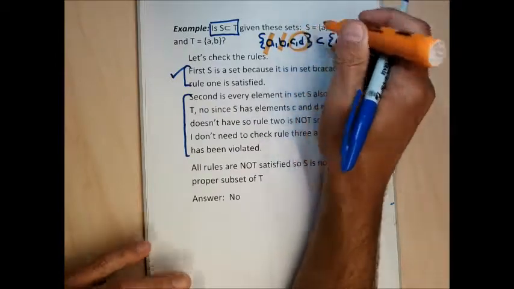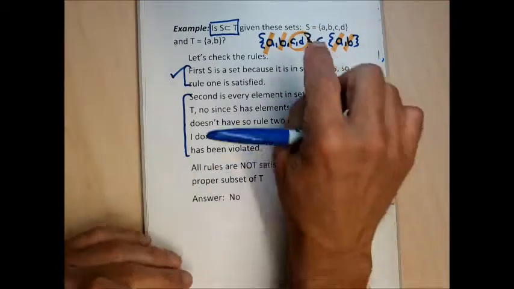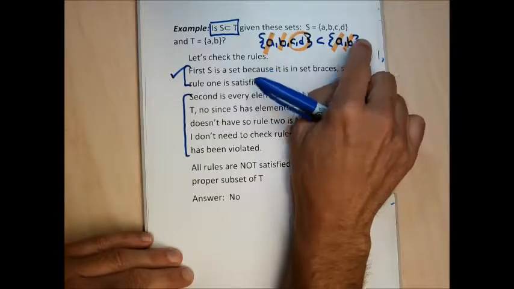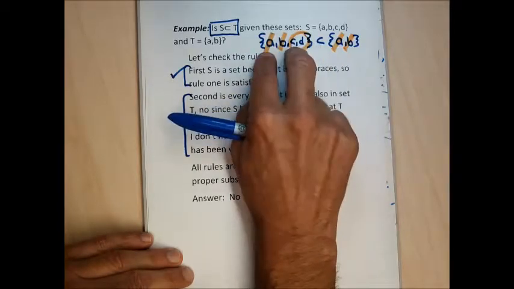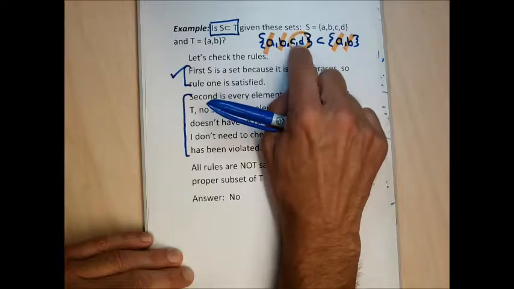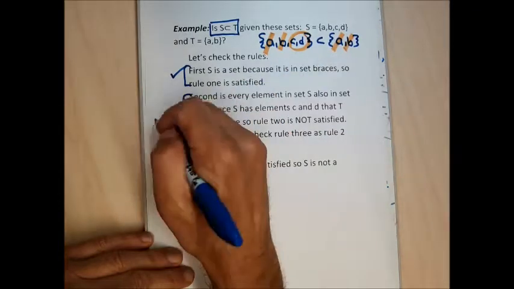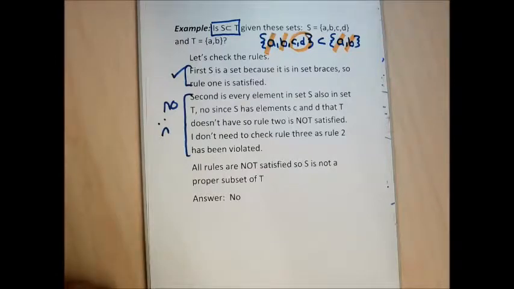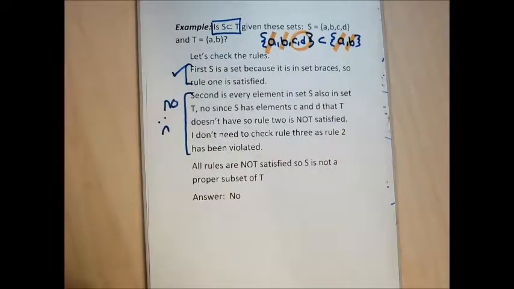But neither C nor D that are in S are in T. So I'm blown up and violated the second rule, because the second rule says any element in the left set has to also be an element in the right set. Well, there's two elements in the left set that aren't in the right set. So rule 2, the second thing that I need to satisfy, isn't satisfied, so I'm done.